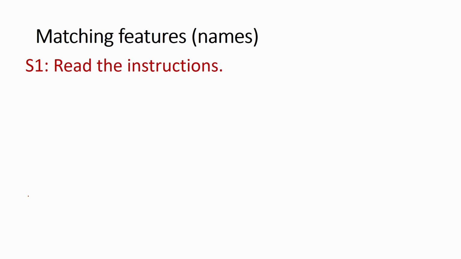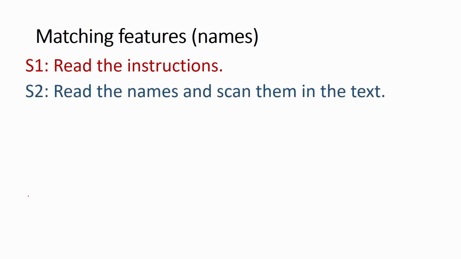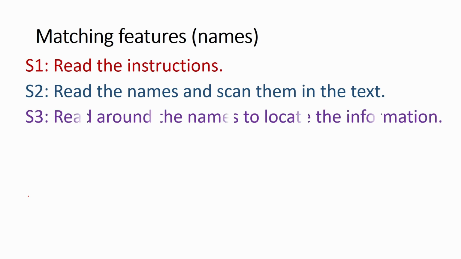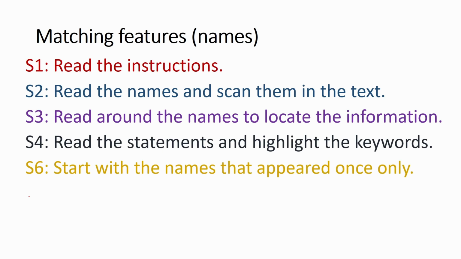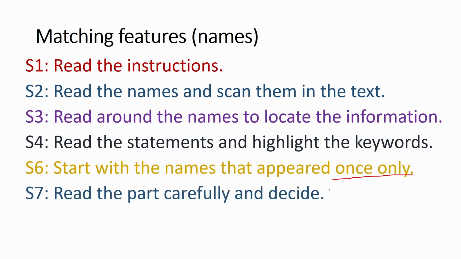So, step one, read the instructions, then read the names and scan them in the text. So, we don't start with the questions, we start with the names and we scan them in the text. When you find them, you need to read around the names to locate the information. It means if the information about that name goes before it or after it. Then we start reading the questions and highlighting the keywords. And then we start with the names that appeared once only, because those are the easiest. I will show you and I will tell you why. And finally, you need to read that part carefully and decide.